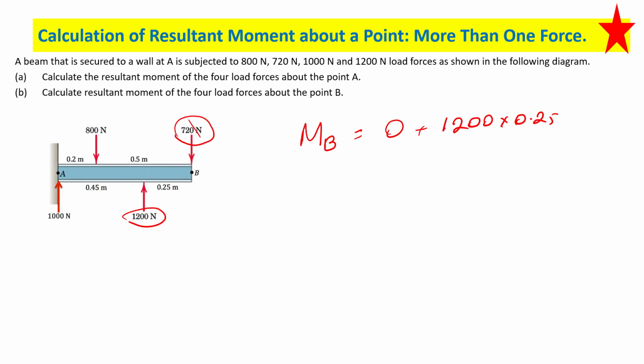It is clockwise, right? How do you know it's clockwise? You draw a perpendicular line to this one, and from here the arrow is going this way. So if you draw a circle, it is going like this. So it is clockwise. That means it is a negative moment.